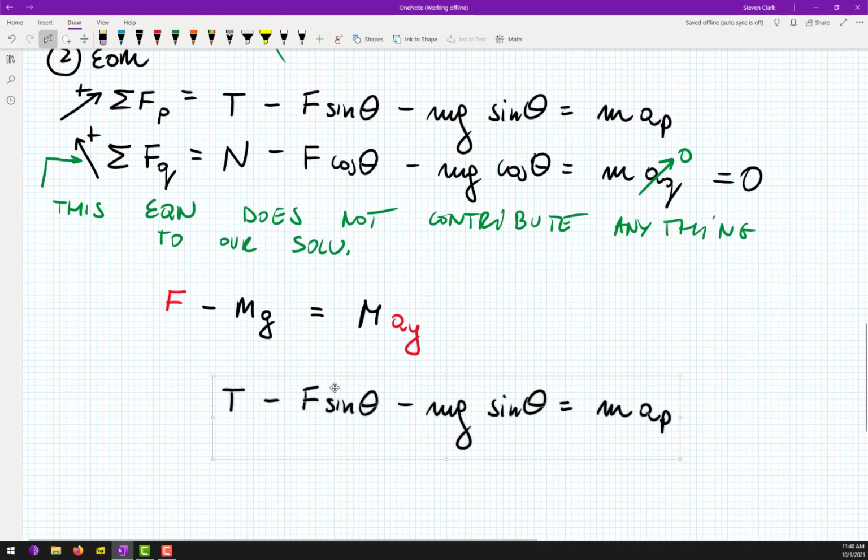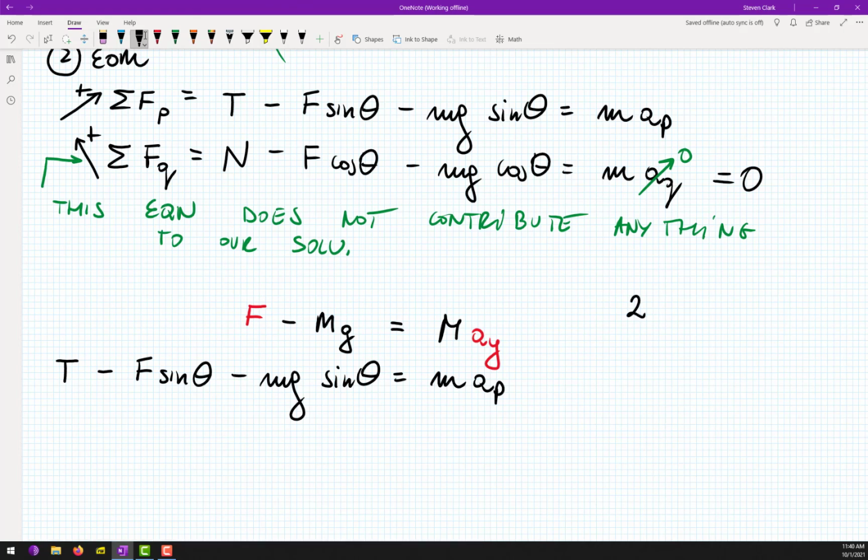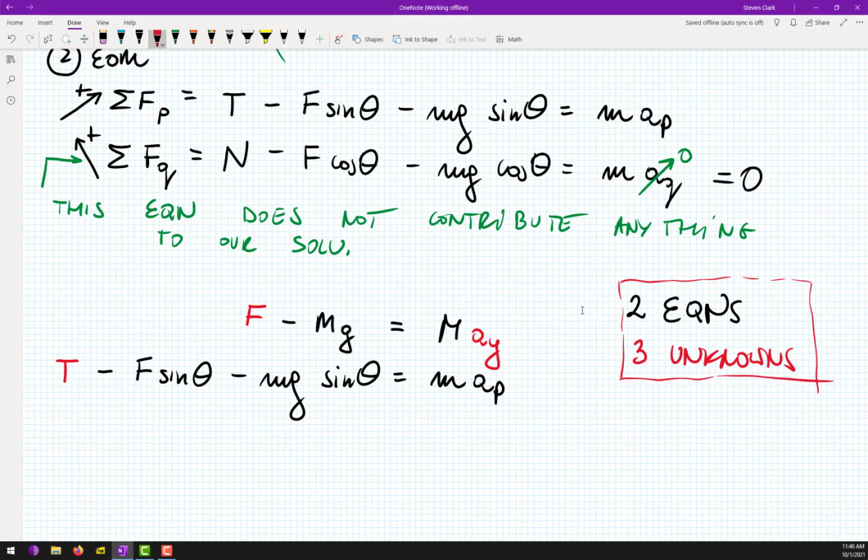So I think we're looking for one more equation, and let's just hope that we didn't introduce any other unknown. We have two equations, definitely, and let's see how many unknowns. We have F, a_y, and unfortunately, I believe that this is our unknown. Dang. So we have two equations and three unknowns. So what now, guys? Is it solvable? No. We need more equations.